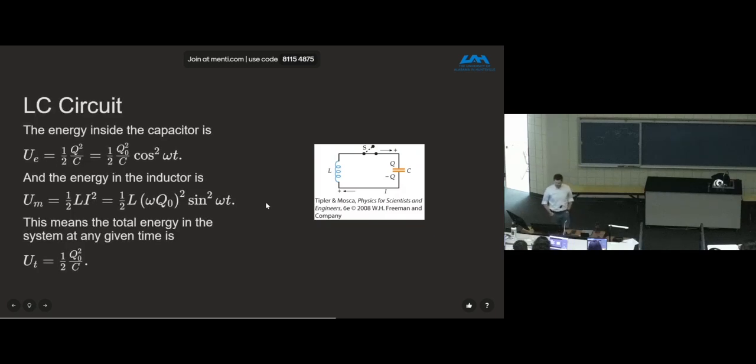And what's more interesting to me is the energy inside of the capacitor. We said that before, when we first introduced ourselves to capacitors, we called this the electrical energy stored inside the capacitor, is equal to 1/2 Q squared over C. And if you substitute in our solution for Q that we showed on the notebook slide, that's 1/2 Q naught squared over C times cosine squared omega t.